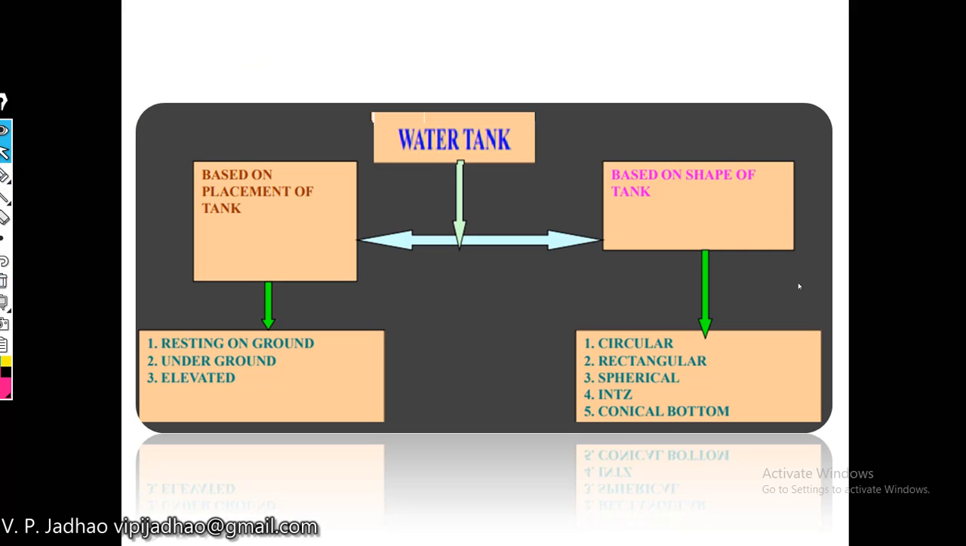Okay, so depending upon the placement of water tank, there are three types. The first one is resting on ground, the second one is underground, and the third one is an elevated storage tank.